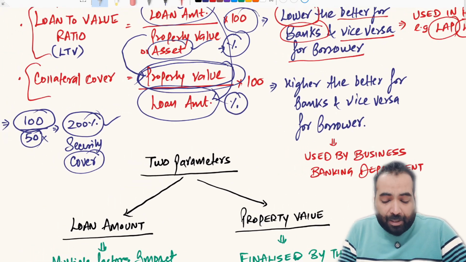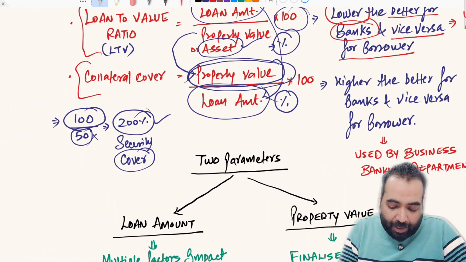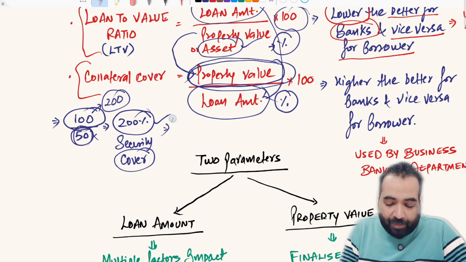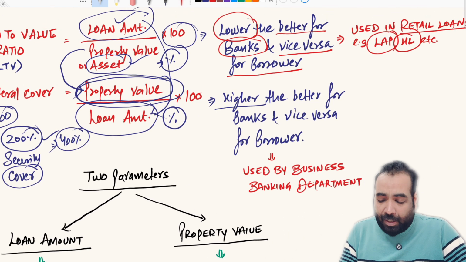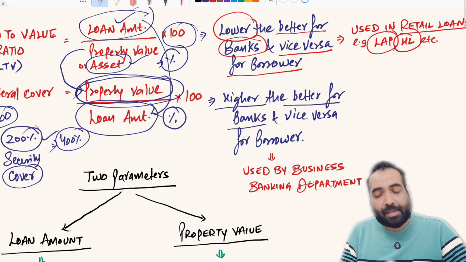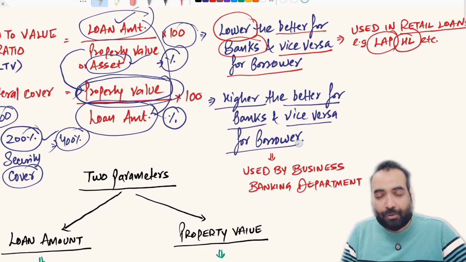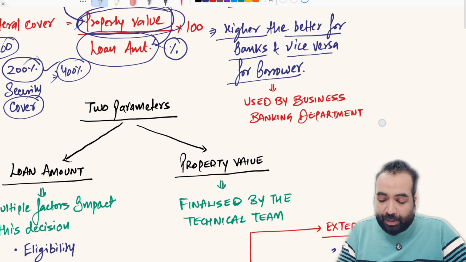So the higher the cover. So if here the property value goes up to 200 rupees and the loan amount remains at 50 rupees, your cover becomes 400%. So in this, the higher the cover, the higher the percentage cover, the better it is for the banks, and obviously vice versa for the borrower, right?